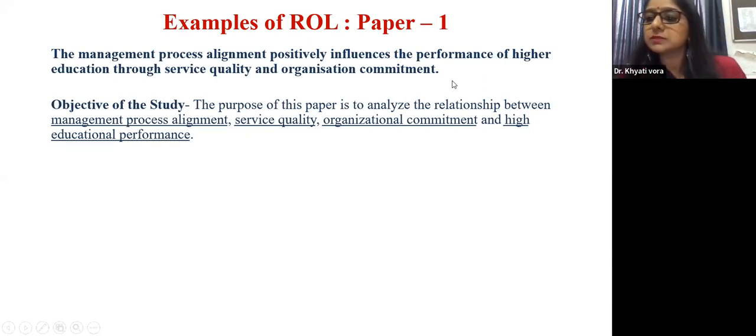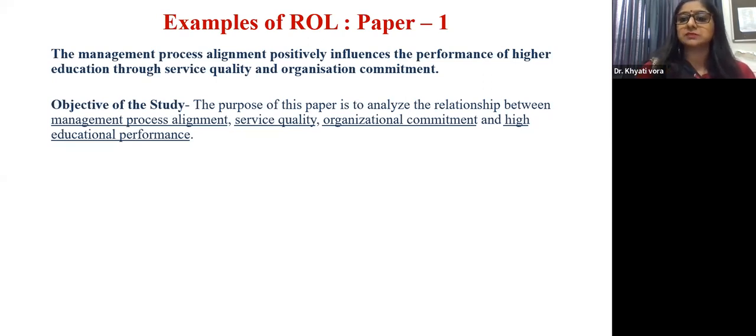I'm not getting the answers. The purpose is to analyze the relationship between different variables. So do you understand the variables? Management process alignment is one variable, performance of higher education is another variable, service quality and organization commitment is the third variable. So let us establish a relationship.